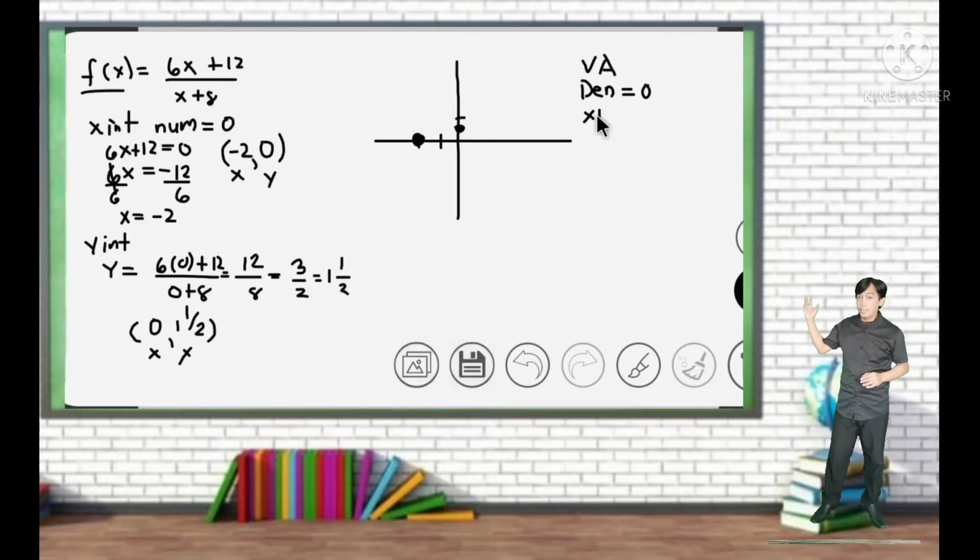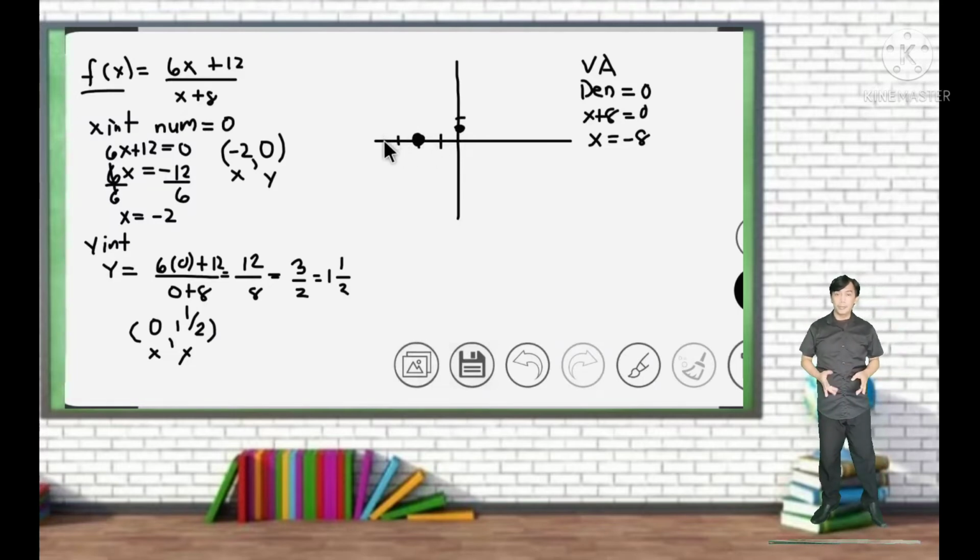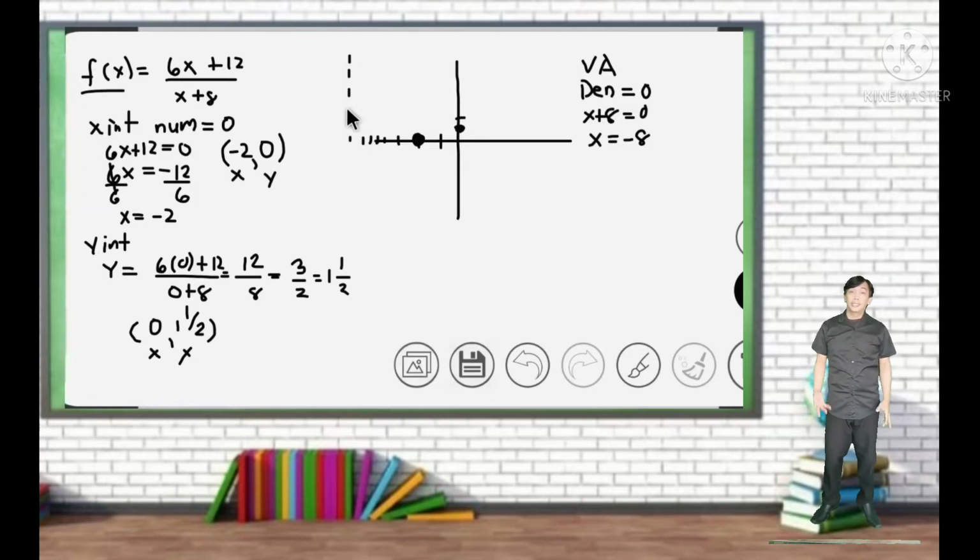So, x plus 8, let us equate it to 0. Ayan, in-equate natin sa 0. Then, getting the value of x. So, x is equal to negative 8. Ayan, negative 8. Hanapin mo si negative 8. So, 1, 2, 3, 4, 5, 6, 7. Kunyari ito. Ayan. Magdodrawing ka lang ng broken line.